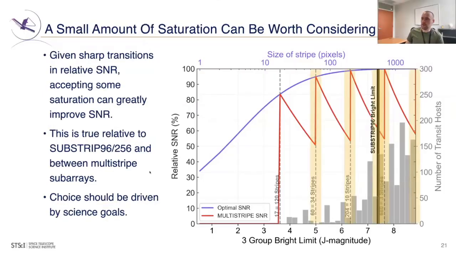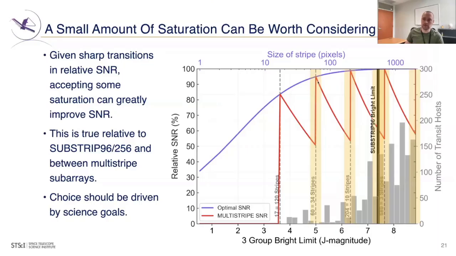The other thing to think about is still considering some level of saturation. I know some people in the science community do this already. It's worth saturating a little bit in a portion of the detector if I can get a good signal to noise elsewhere in the detector. And that's going to be really important for multi-stripe. If you have something that's just past the bright limit for a given multi-stripe subarray, you really might want to consider using a wider stripe size subarray and dealing with maybe saturation in one of your stripes to make sure that you get a big increase in signal to noise.